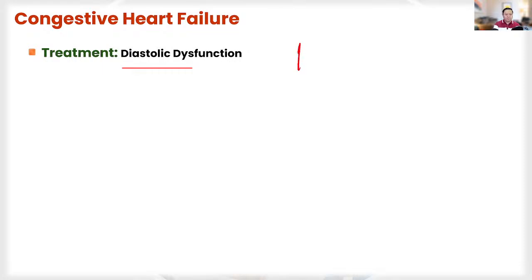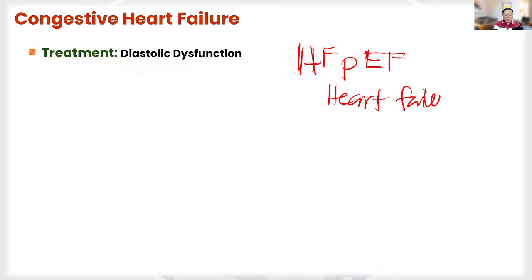Now we will talk about the diastolic dysfunction rather. So what would be the treatment for this patient with a diastolic dysfunction, or known as the heart failure with preserved ejection fraction, HFpEF, okay? Heart failure preserved ejection fraction.